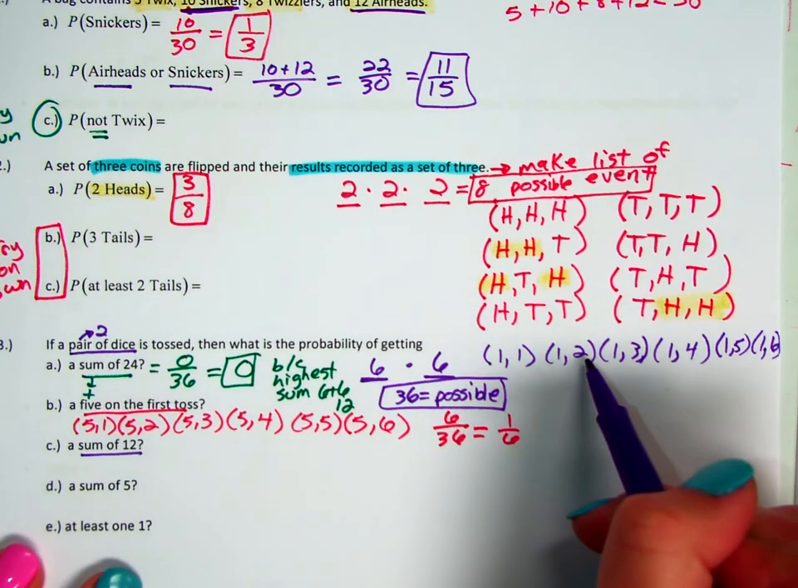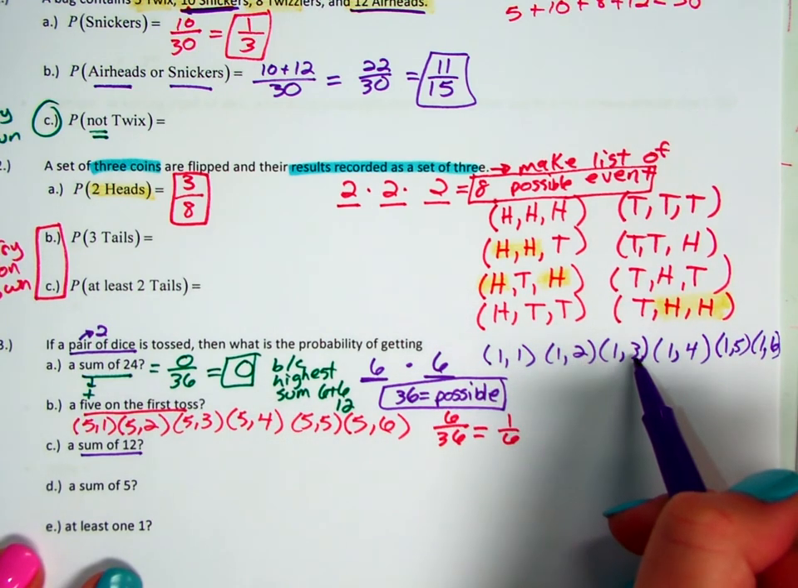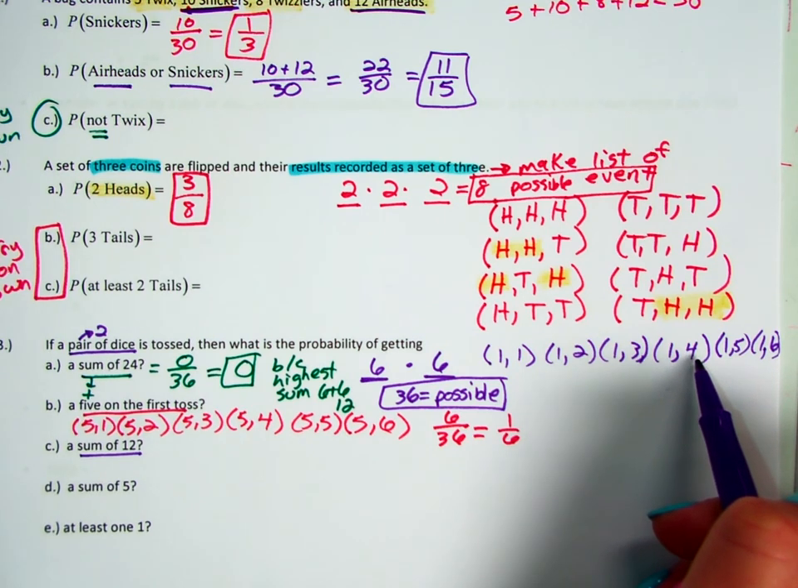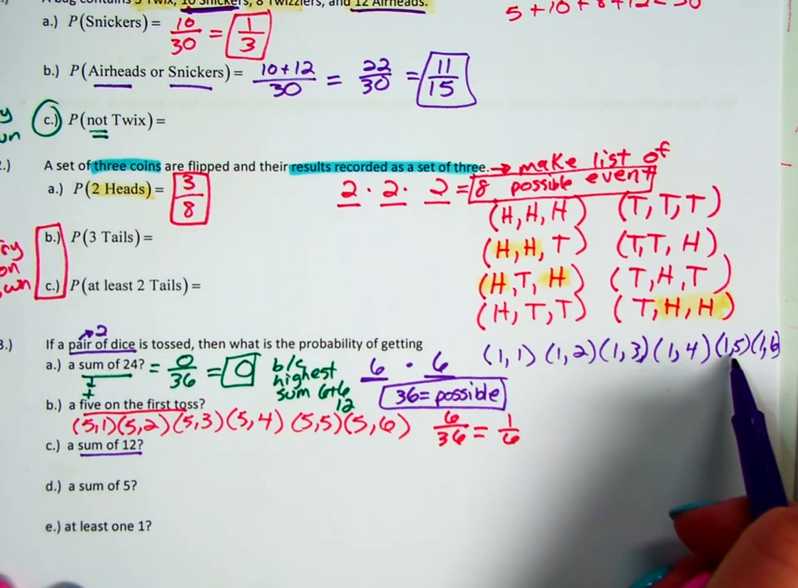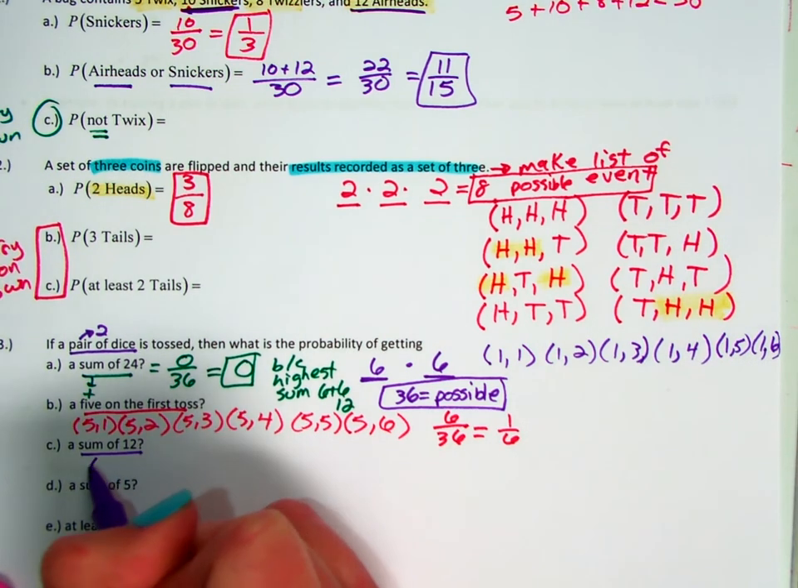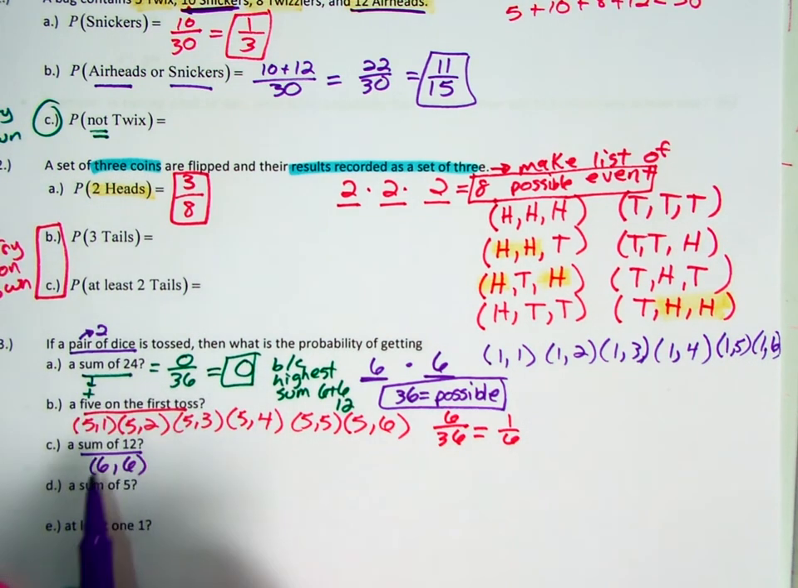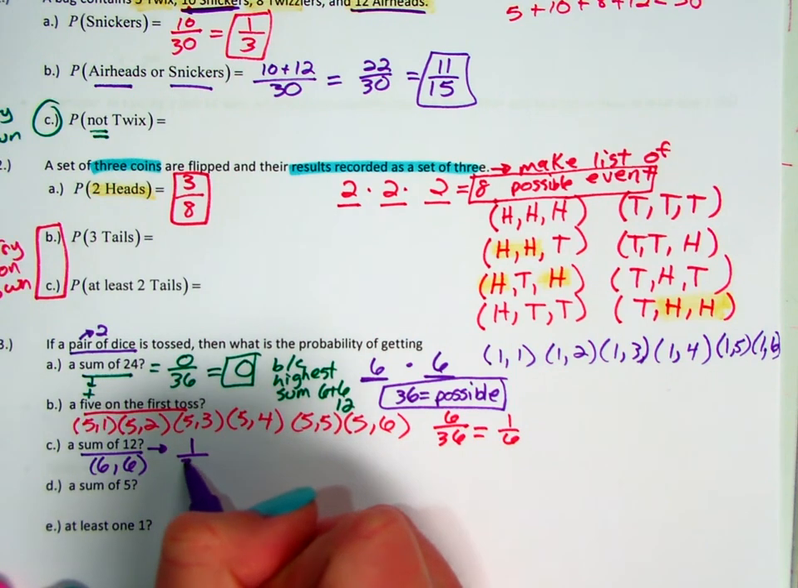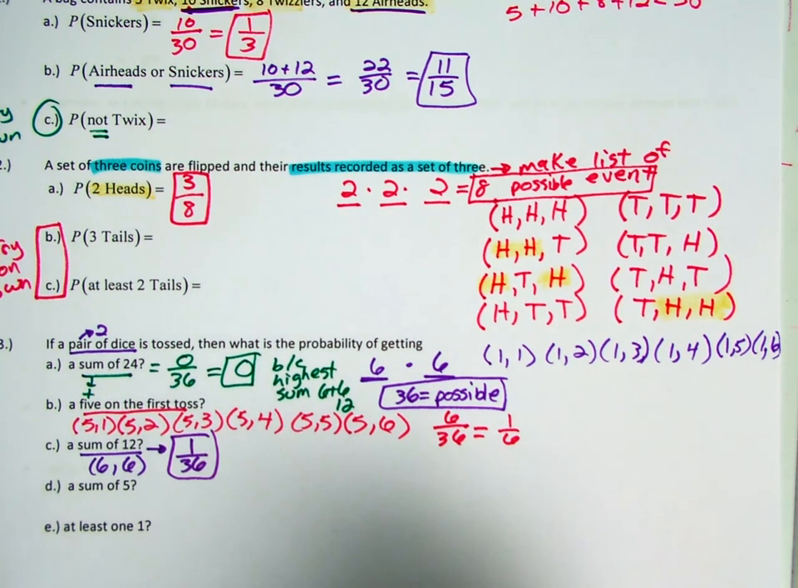So 1 and 11, 2 and 10, 3 and 9, 4 and 8, 5 and 7, but 6 and 6. So 6, 6 is the only one that I could get to give me 12. So that means my probability is 1 out of 36, and that can't reduce, so that's my answer.